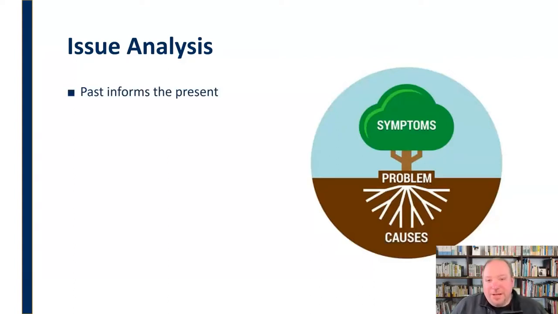So we need to look at issue analysis and understand that the past informs our present. So we need to get into what has been an issue for this organization in the past. What's their reputation been in the past? What are we working against? What are we working for? And that past will inform what we do now in the present and shape the present image and reputation of that organization.